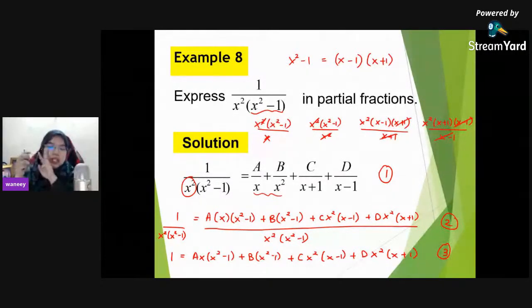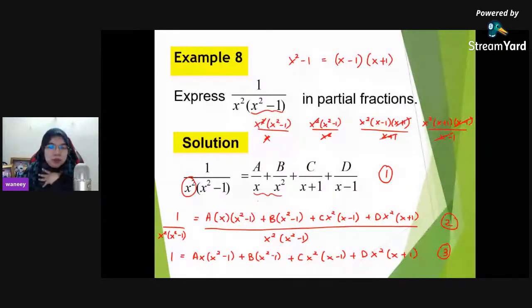So done with the third step, for the fourth step you can choose either to use comparing coefficient or to use substitution. Nak guna substitution boleh, nak use comparing coefficient boleh. Tapi untuk saya substitution lebih simple lah.